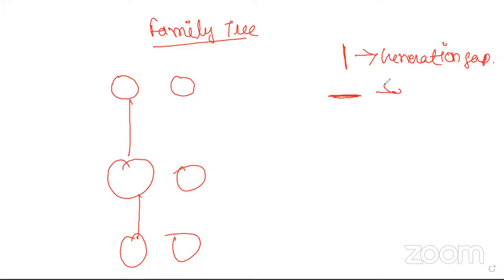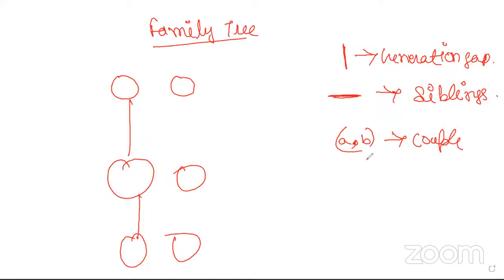Vertical line means siblings. Siblings मतलब brother sister. ठीक है? This A comma B means couple. This is my abbreviation. I am using this. You can use different. No problem. ठीक है? That depends on yours.